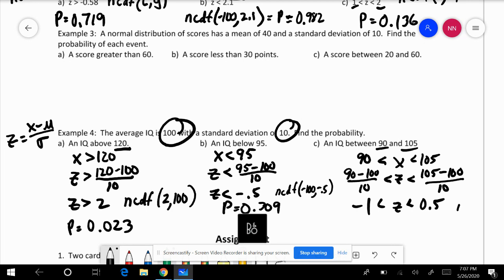We're going to use our normal CDF, and we have negative 1, comma 0.5. And that right there, when we use our calculator, gives us a probability of 0.539.